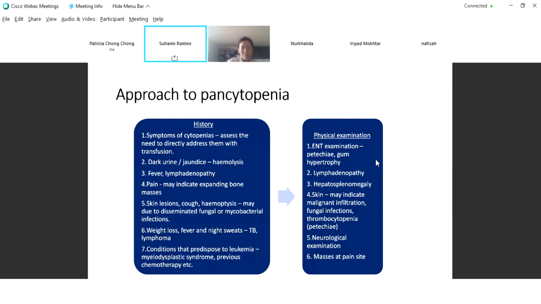In physical examination, we can look for pallor, gum hypertrophy, any lymphadenopathy, hepatosplenomegaly, and skin lesions, which may indicate tumor infiltration, fungal infection, or thrombocytopenia, and do a neurological examination and look for mass at the pain site.